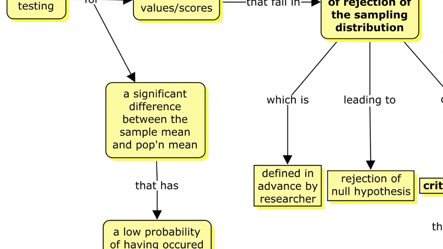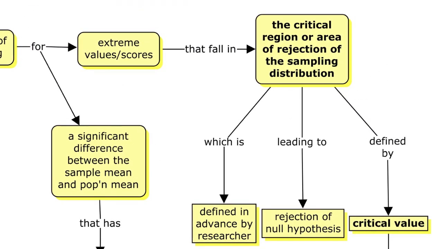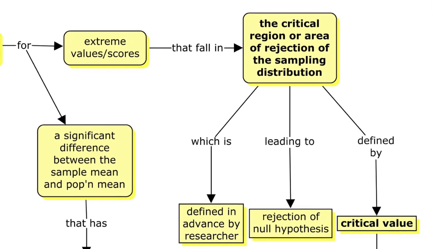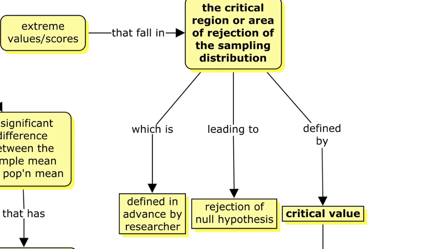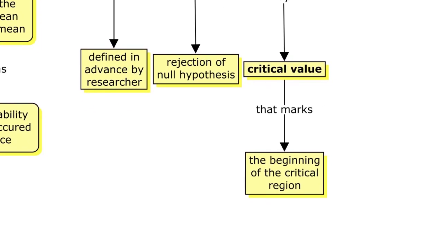Such an extreme value of a score is said to fall in the critical region or area of rejection of the sampling distribution. This area has to be defined in advance by the researcher. Should a value happen to fall within this particular area, it leads the researcher to reject the null hypothesis. The area is defined by a critical value, and this value marks the beginning of the critical region.